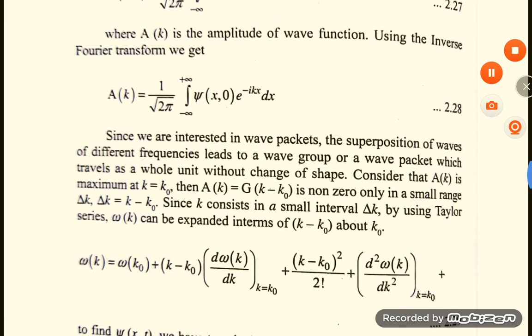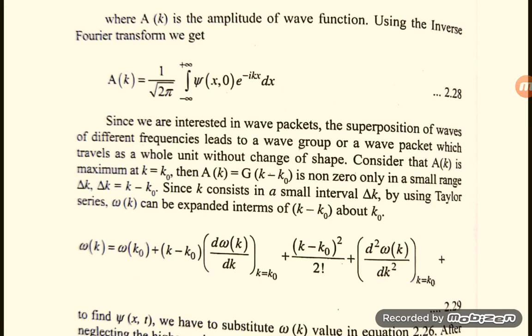Since we are interested in wave packets, the superposition of waves of different frequencies leads to a wave group or a wave packet, which travels as a whole unit without change of shape. Consider that A(k) is maximum at k equals k naught. Then A(k) equals G of k minus k naught, which is non-zero only in a small range where delta k equals k minus k naught.